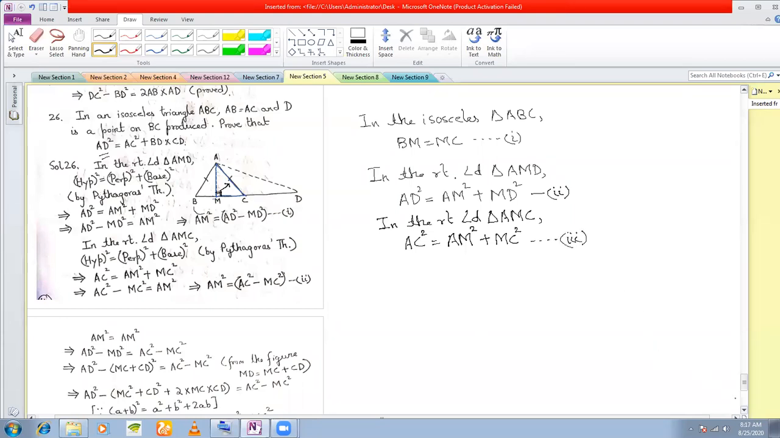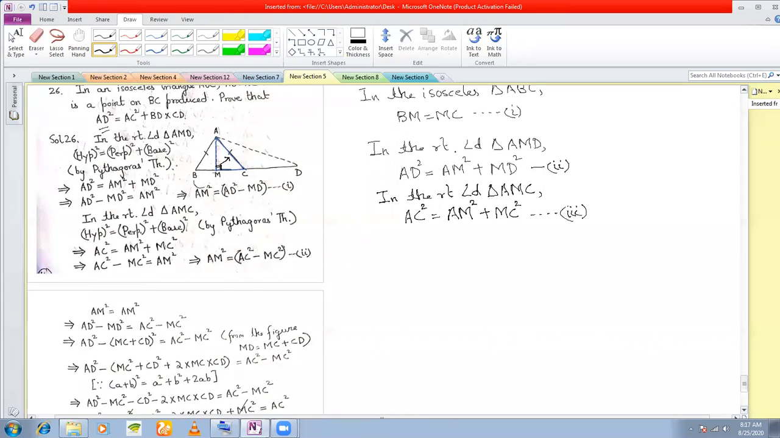Now with the help of 1 and 2, if you see, AD is there in the proof, so I have my AD here. AC is there in the proof, I have my AC here. BD is there in the proof, which I don't have. So I'll try to bring BD later. What about CD? CD also I have in the proof, but I don't have it here in 2 and 3. So I'll try to bring it later.